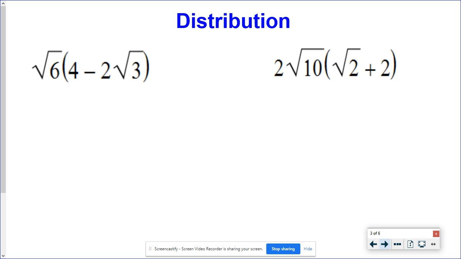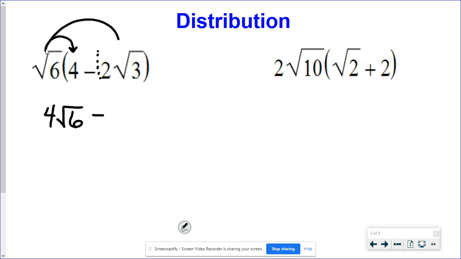We also do distribution when we're looking at multiplication kind of problems. So when we distribute this, the square root of 6 times 4. Now remember that 4 is a regular 4. It's not the square root of 4. So the 4 stays on the outside. The 6 is under the radical. Minus. Now keep in mind, this is all one thing.